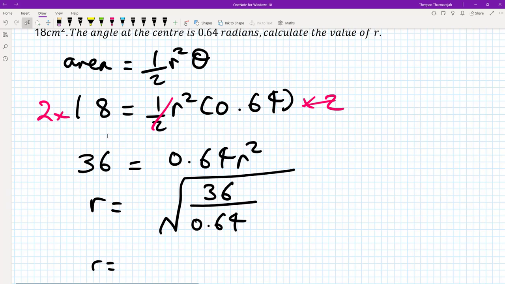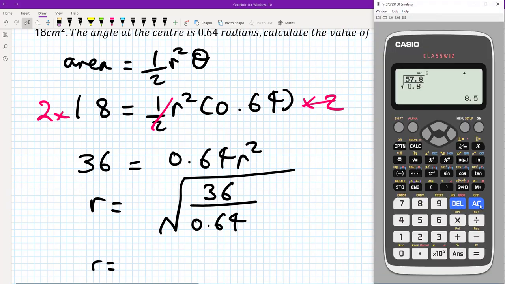So typing that straight in to our calculator, we're going to do the following: 36 over 0.64, and that gives me 7.5 centimeters.